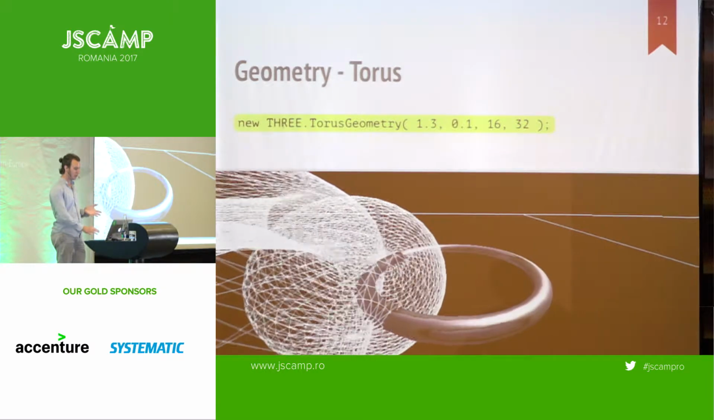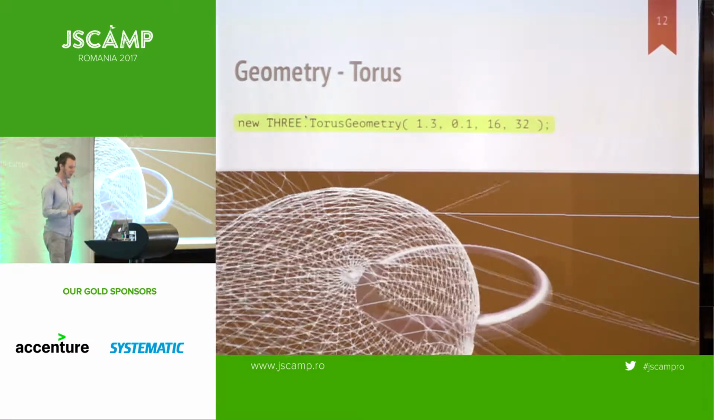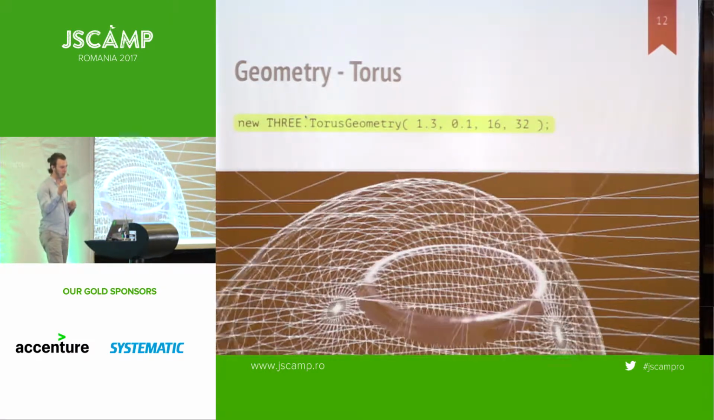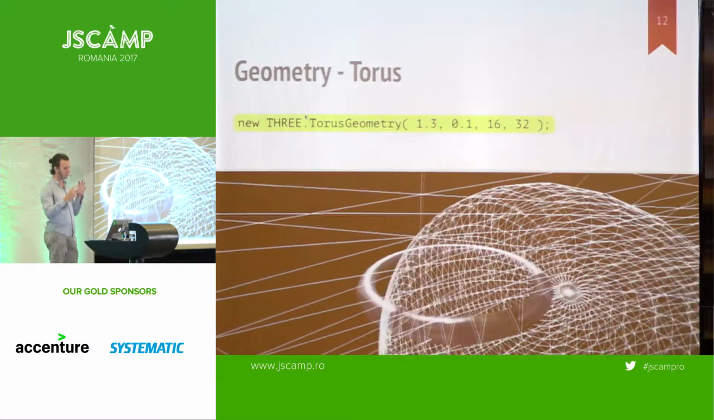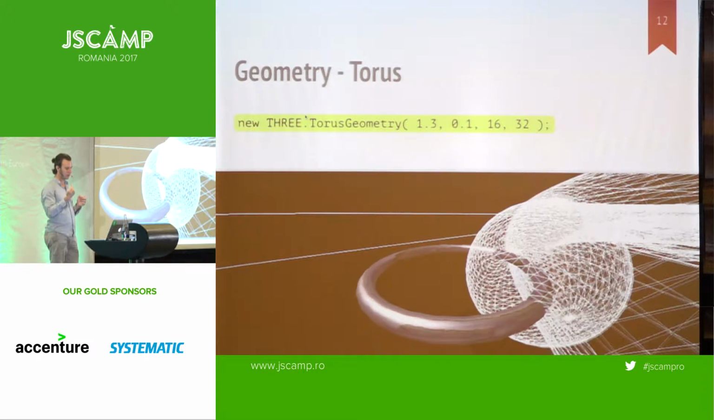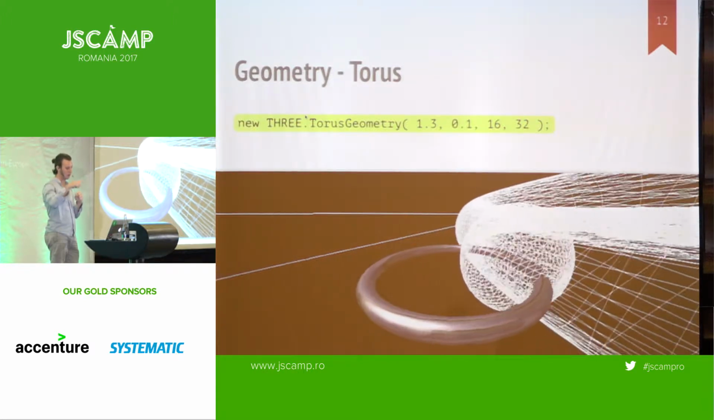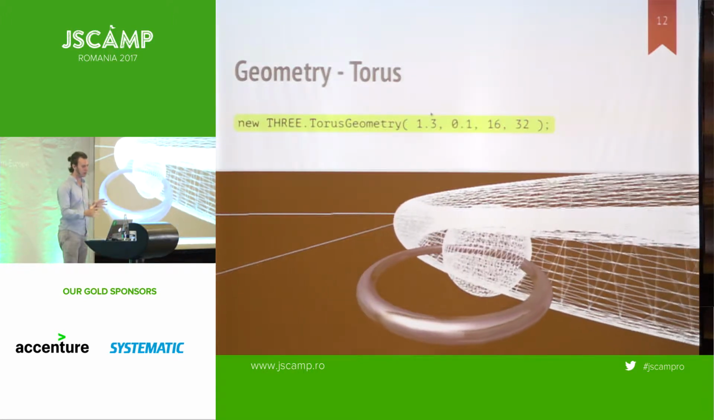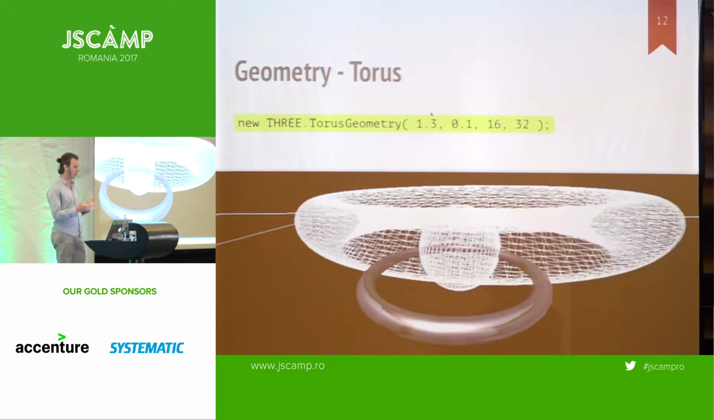A slightly more complicated object is a torus geometry, which is basically like a ring. You can think of this being formed as a circle that we spin around its axis to give us this circular ring. And here again, the first two parameters are just describing the radius, so how big it is.